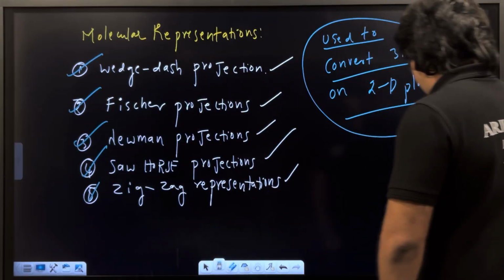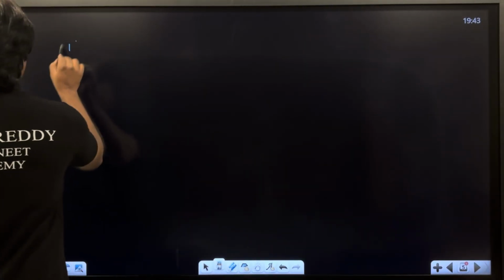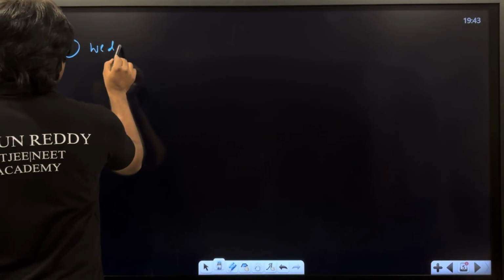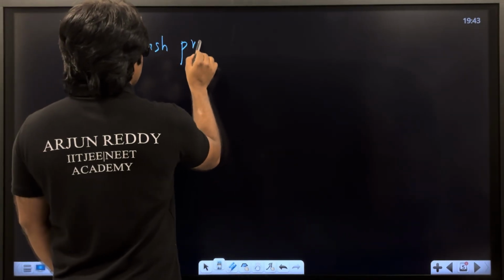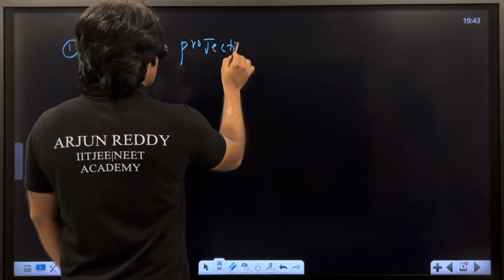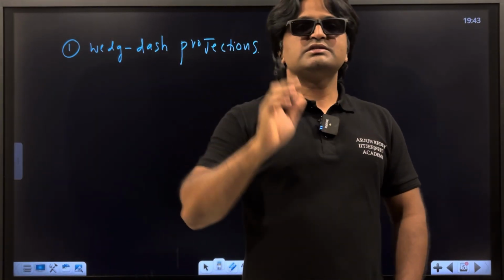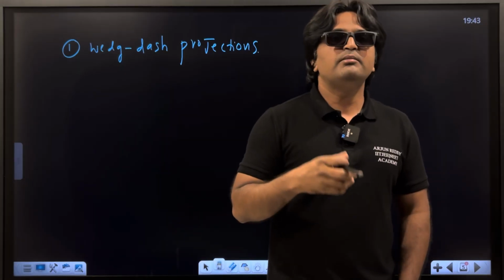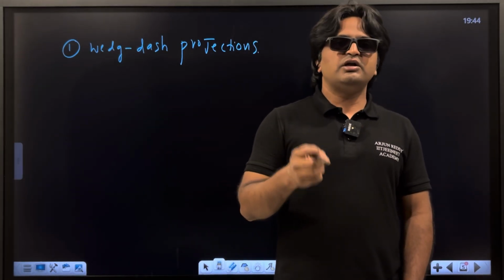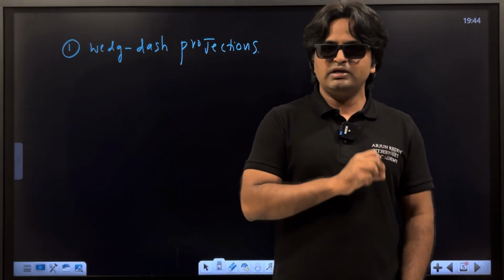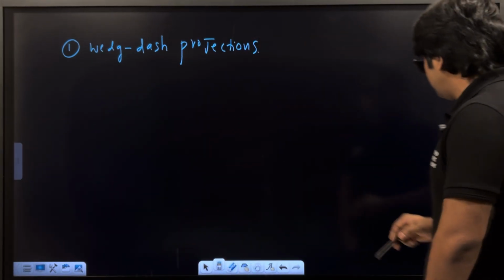Okay, now let us discuss one by one. First, I am going to start with wedge dash representation, or wedge dash projections. We know that these are theoretical rules, theoretical manipulations. Now they are going to tell how to convert three-dimensional molecules onto the two-dimensional plane. Okay, clear. So what are the theoretical rules given by this wedge dash representation?